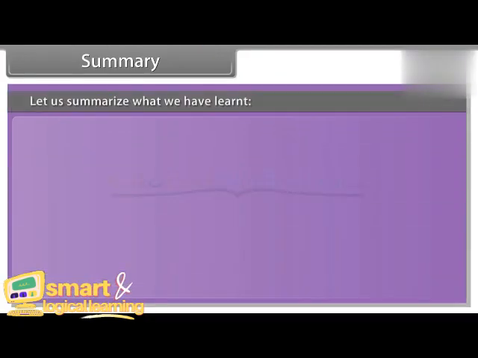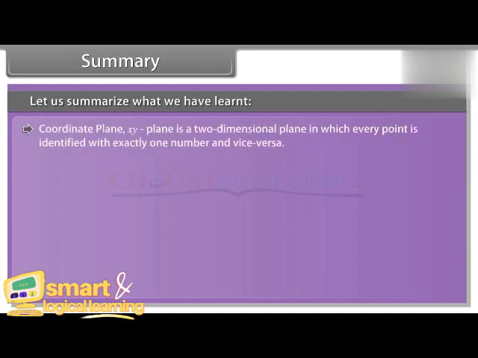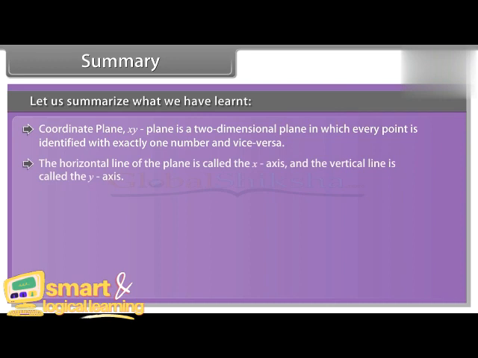Summary. Let us summarize what we have learned. Coordinate plane, XY plane, is a two-dimensional plane in which every point is identified with exactly one number and vice versa. The horizontal line of the plane is called the x-axis and the vertical line is called the y-axis. The coordinate axes divide the plane into 4 quadrants.